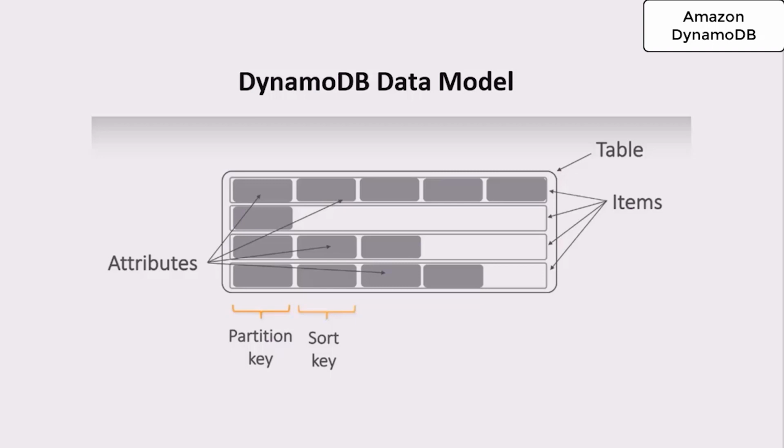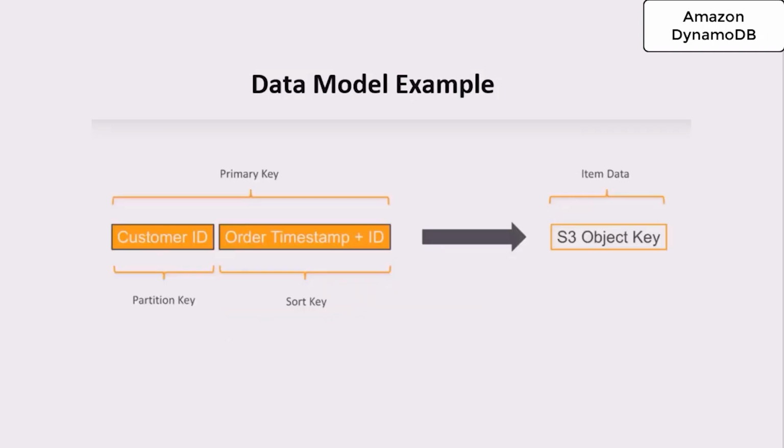When we create an Amazon DynamoDB table, we will be creating the table with the partition key only. We will not be creating a sort key. In the coming lecture, when we give the demo, I will show you how to create the table and all. Now let's see one data model example. Here we have customer ID as the partition key, and order timestamp plus ID as the sort key. These two in combination give the primary key of the table.